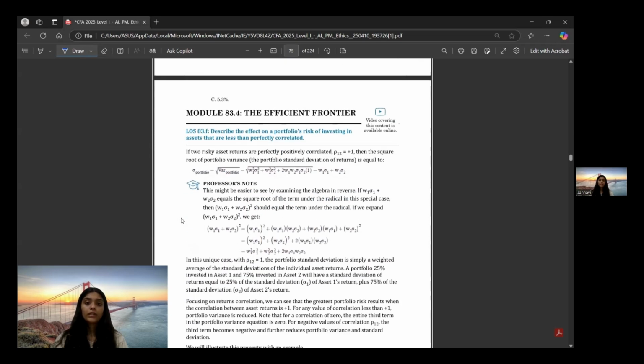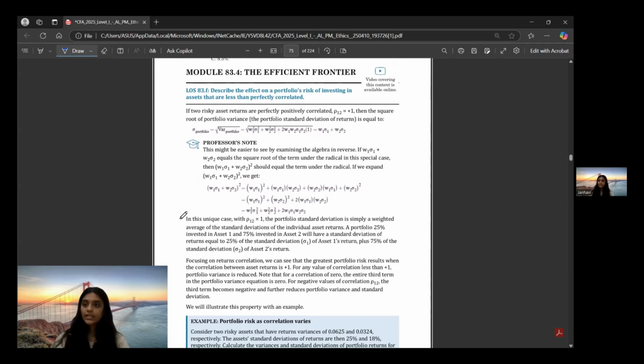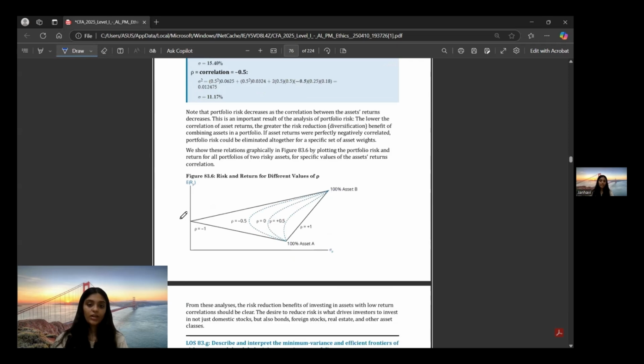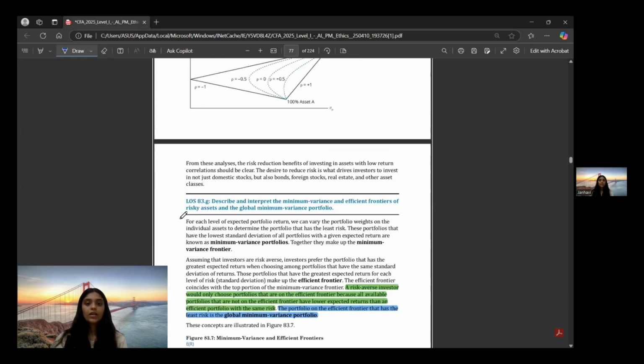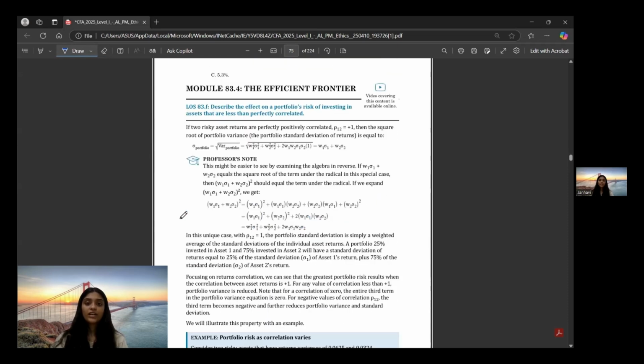Moving forward. Now, this is, I think, the last part of this reading, the efficient frontier. Let me check once. Yes. So, this is the last part of the reading, efficient frontier.